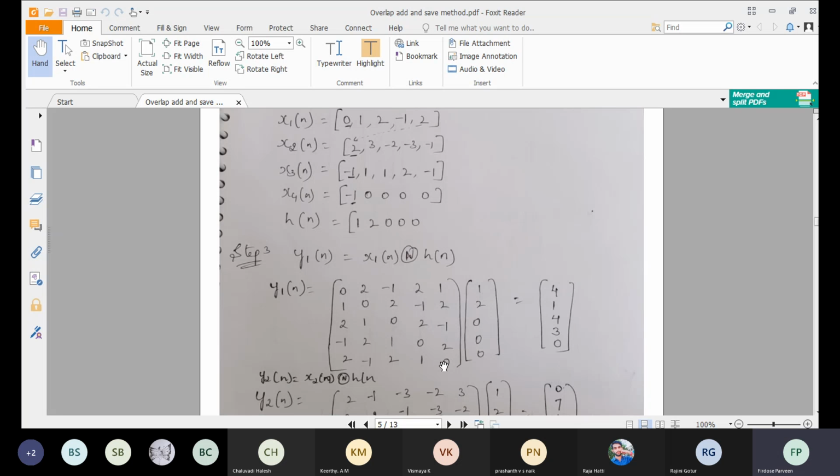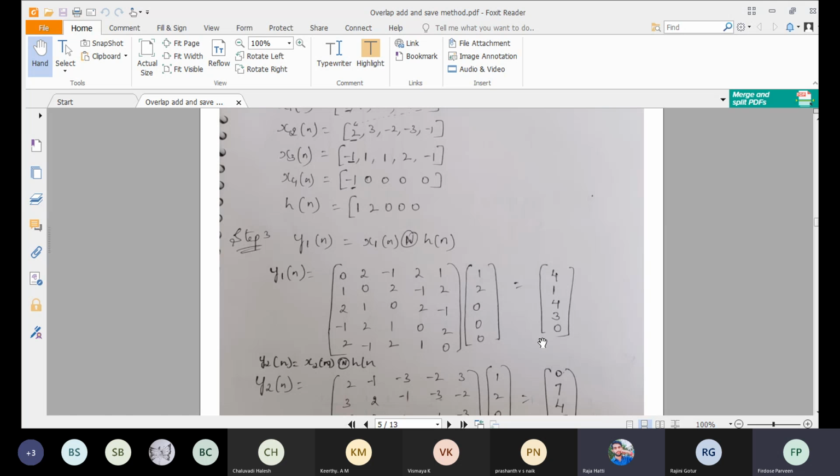How many rows is the matrix? It is a 5 by 5 matrix. You will do it until it repeats the same thing. Once it starts repeating, you will stop. So h of n is what? 1, 2, 0, 0, 0. Again you multiply it row into column, so you will get y1 of n. Got? Understood? Yes, ma'am.